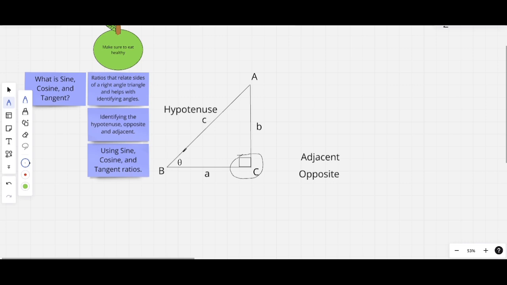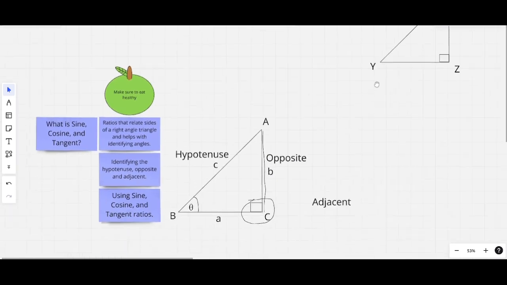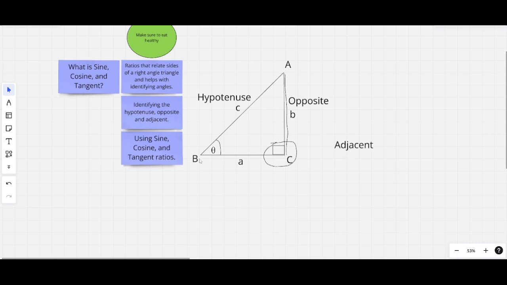So for angle theta, the side length that is opposite to angle theta, which is side length B, will be our opposite side. I know it's a bit confusing, but we will have more practice. Now, whatever is left is essentially just the adjacent side length, which is directly beside our theta. However, that is a bit confusing to remember.